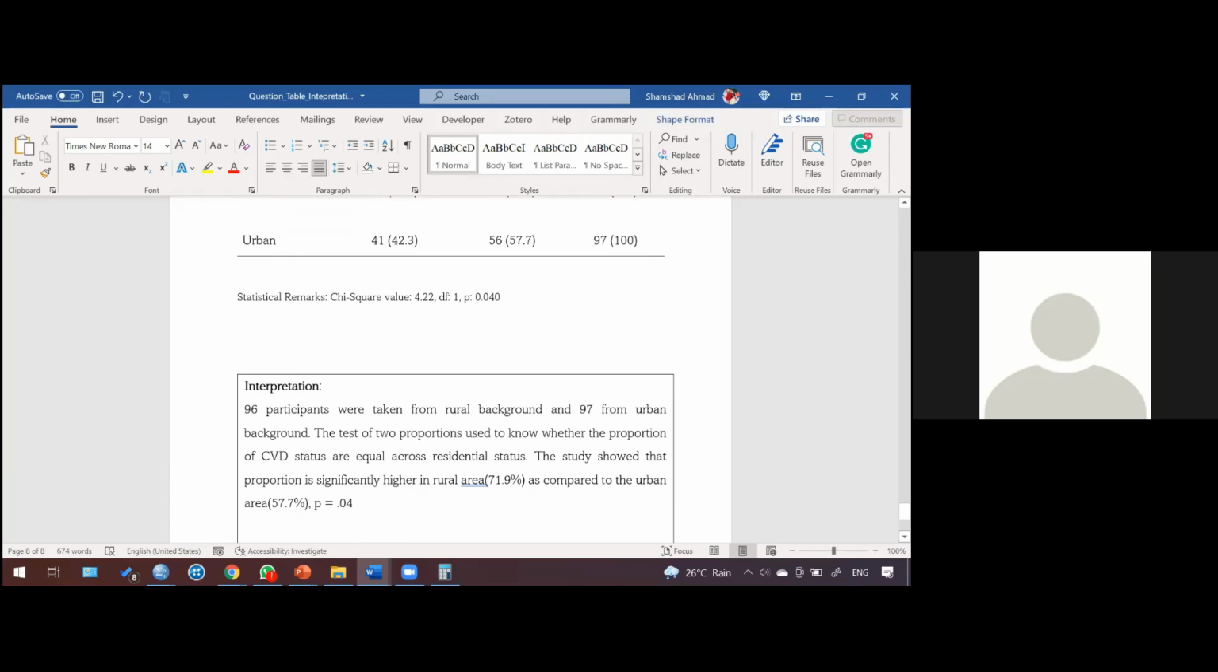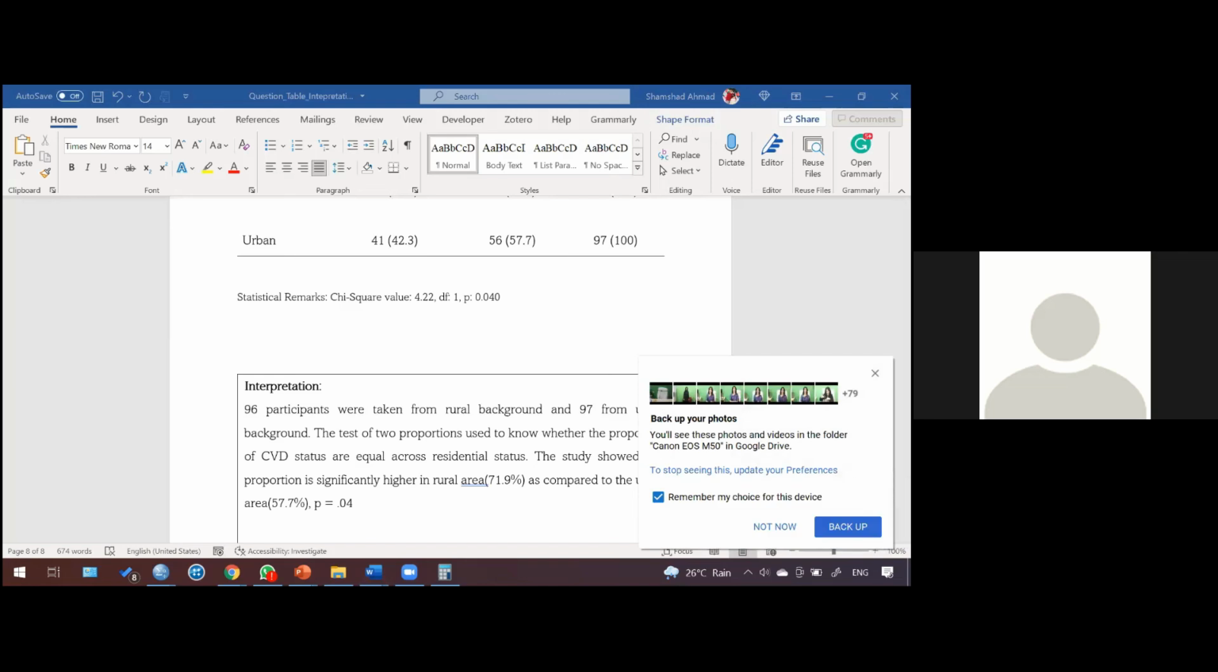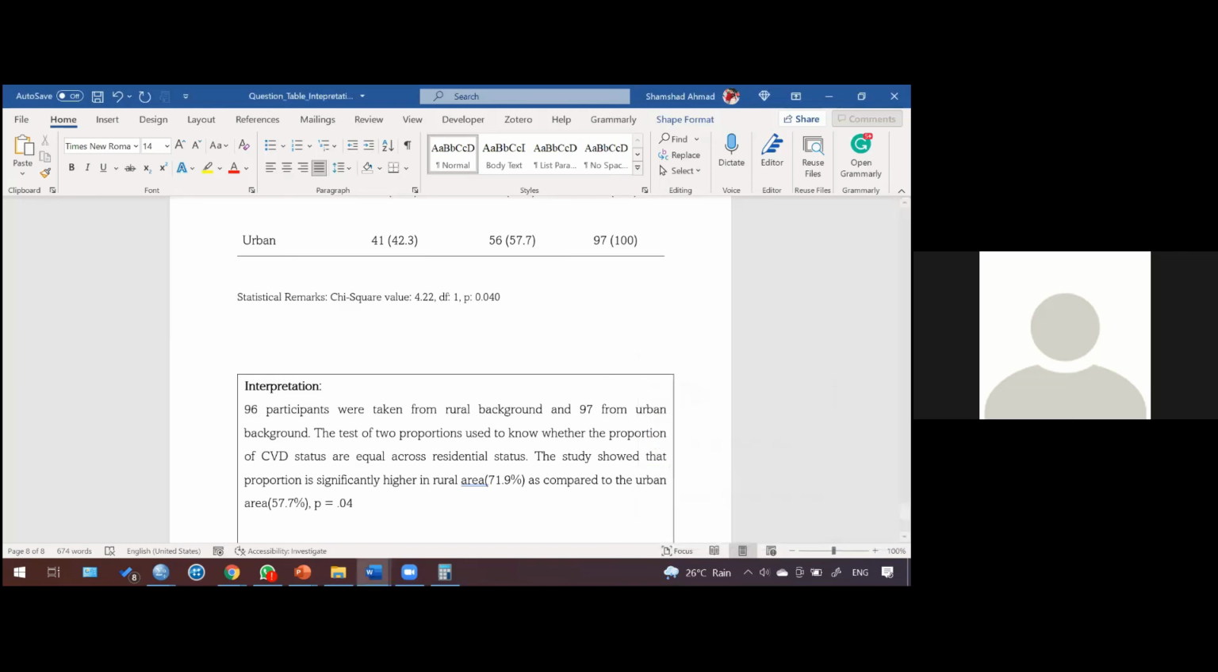Okay, ma'am. Interpretation is 96 participants were taken from rural background and 97 from urban background. The test was to know whether the proportion of cardiovascular disease status are equal across residential status. The study showed that proportion is significantly higher in rural area, 71.9%, as compared to the urban area, 57.7%. P-value is significant, 0.04. Oh, yes.